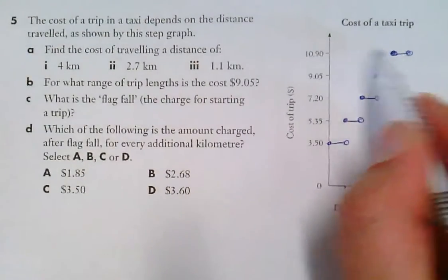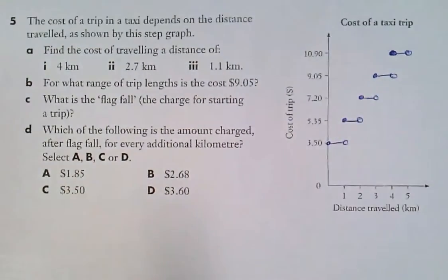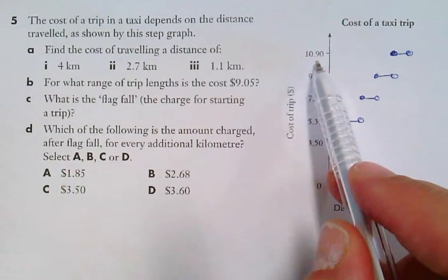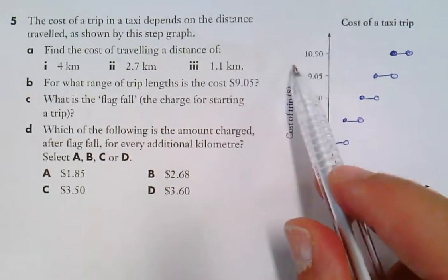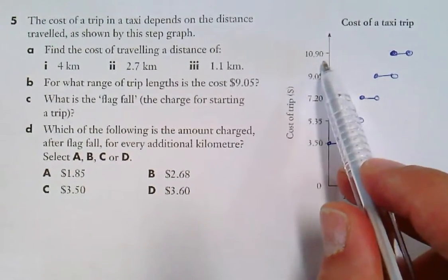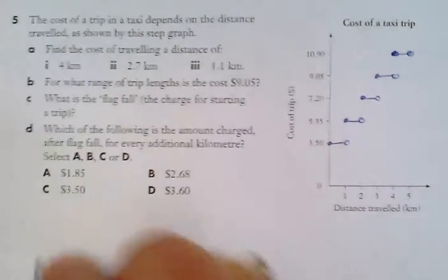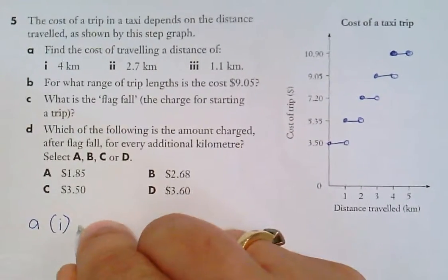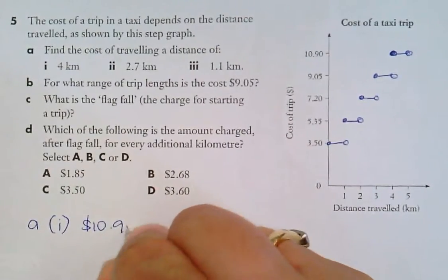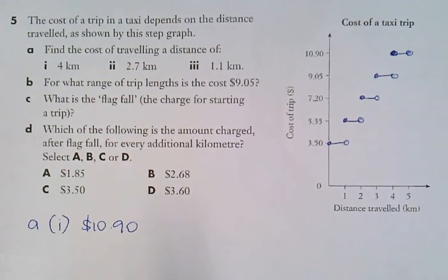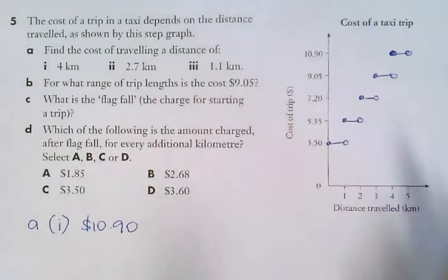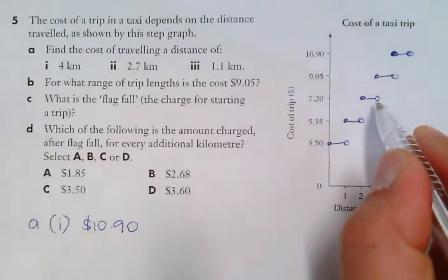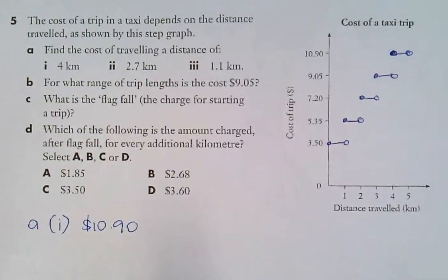What's the value? Read it. $10. No. It's exactly what you read. It's exactly there. What is it? Girls, it's exactly on that. What's that number say? $10.90. That's it. So part A, the answer is $10.90 if you're travelling 4 kilometres. Are we okay with that? Girls, these are not approximations. This step is at $10.90. This step is at $9.05. This step is at $7.20. This is not like a normal scale.